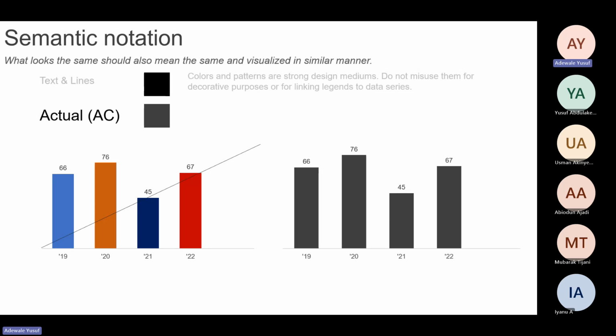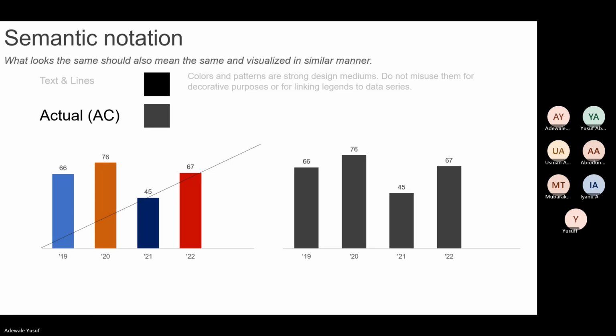Now, I talked about actual the other time. A lot of people like to use color the way they like. Remember, what looks the same should also mean the same and be visualized in the same manner. So these two visuals are talking about the same thing. If you are to pick between this 1 and 2, which one will you pick? Type in chat. Which one will you pick? 1 or 2? Great. So Usman was like, he's going to pick 1. Mubarak is going to pick 2. Great, right? 2 is actually the standard.